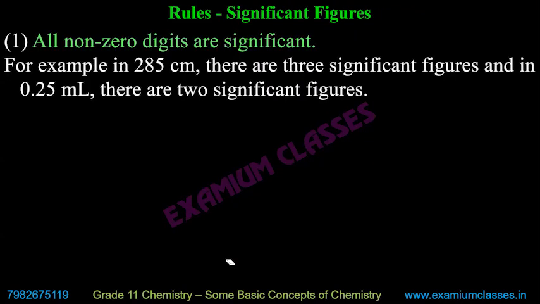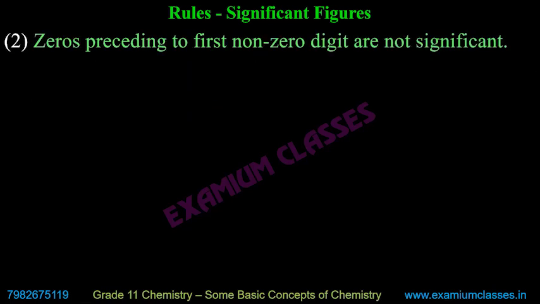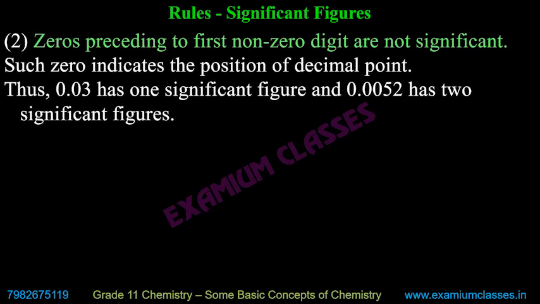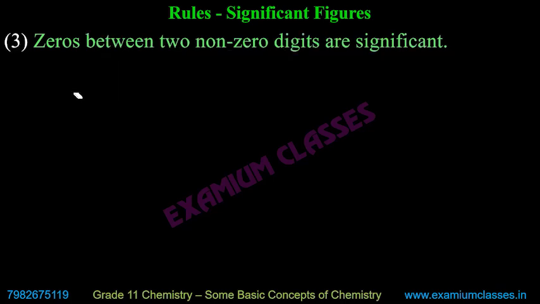For example, I said 0.25 ml, so it will have only two significant figures. This is on the leftmost part. There is no significant digit here, so that's why it will not be considered. Zeros preceding the first non-zero digit are not significant. The first non-zero digit is this one, and the zeros preceding it, same thing, will not be considered as significant figures.